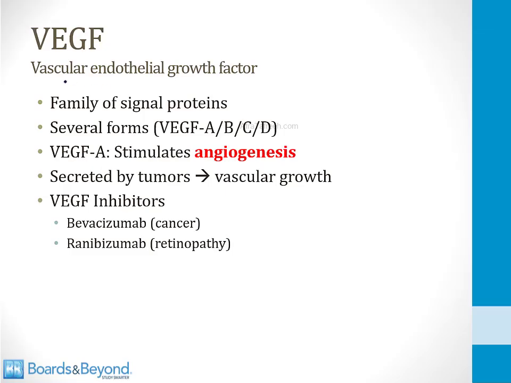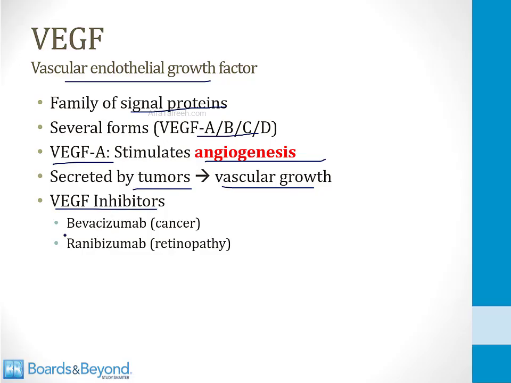So VEGF stands for vascular endothelial growth factor, and this is actually a family of signaling proteins. There are several VEGFs like VEGF A, B, C, and D, for example. VEGF A is a very important growth factor that stimulates angiogenesis, and it's important in scar formation. It's also very important because it's secreted by tumors, and this allows vascular growth so the tumor can continue to grow in size. And because it plays a role in vessel growth in pathologic situations, there are a couple of VEGF inhibitors that are used as pharmaceutical agents. So bevacizumab is used in some forms of cancer to stop blood vessel growth, and ranibizumab is used in retinopathy to prevent neovascularization of the retina.